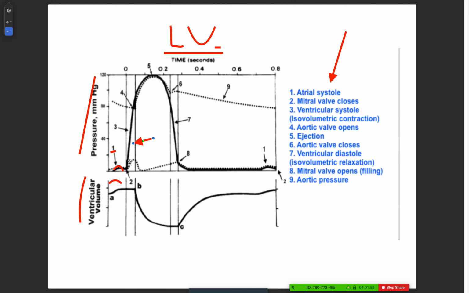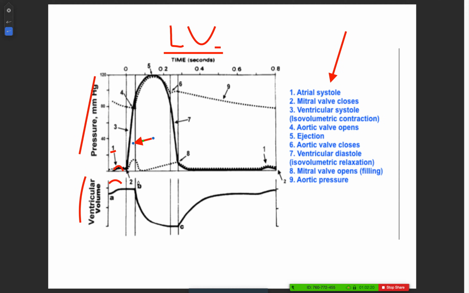And so this rapid increase in pressure is going to be our ventricular contraction. At this point, the mitral valve has closed and the aortic valve is still closed. So what we have is a ventricle that is increasing the pressure and just pushing against both of those valves.